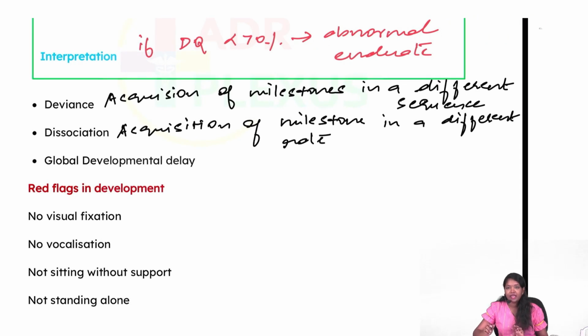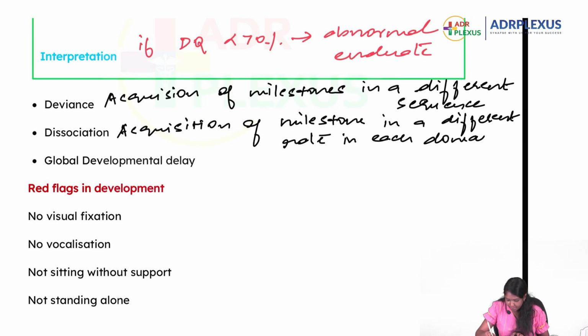Acquisition of milestones at a different rate in each domain. For example, one domain is achieved later while another is normal. For example, the baby has a problem in hearing. If there is a problem in hearing, the baby cannot speak. So here the gross motor and fine motor will be absolutely normal, but there will be an isolated language delay. Everything is normal, and one domain alone is different. You will call it dissociation.